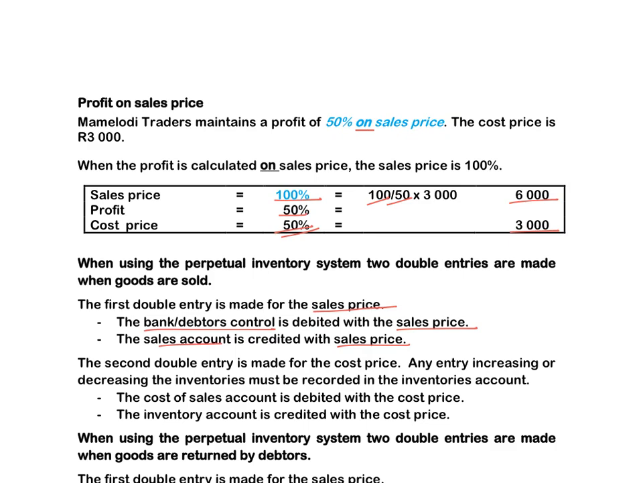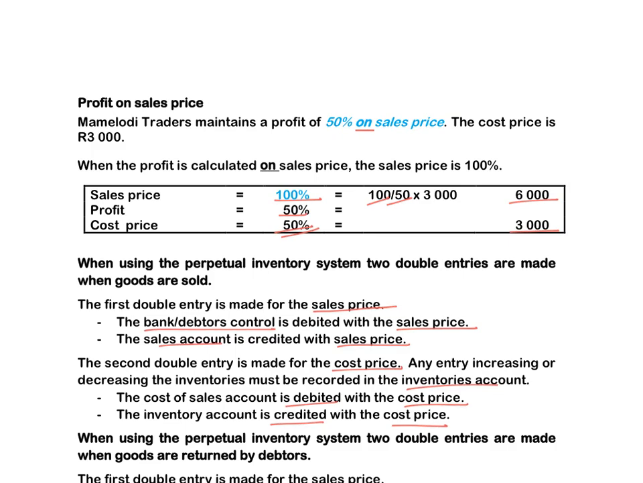The second double entry will be for the cost price. Anytime when the inventories increase or decrease, you have to record an entry in the inventory account. The cost of sales is debited because you want to increase the expense to be able to sell the goods with the cost price. The inventory account is credited with the cost price to decrease the amount of inventory available in the business.